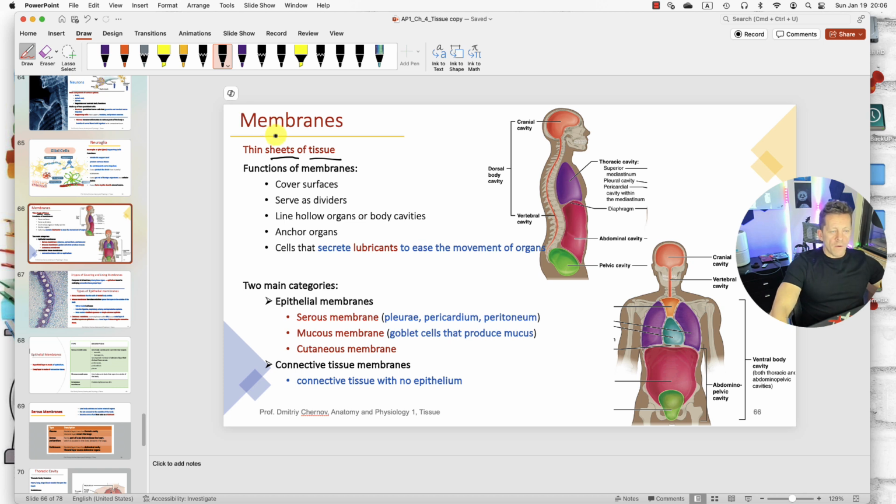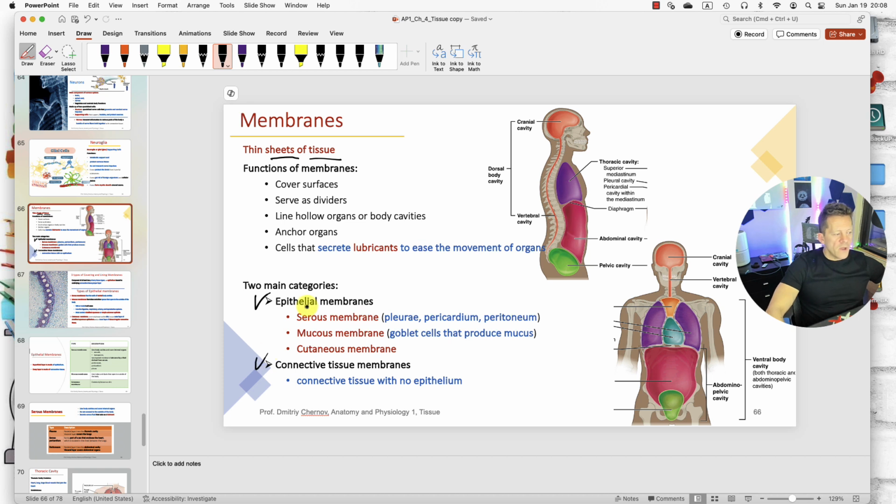The function of the membrane is to cover surfaces, divide compartments, or separate the external environment from the internal environment, line the hollow organs of the body cavities, and anchor organs. The membranes are also able to secrete a liquid or lubricant to ease the movement of the organs, so one organ can slide up against the other one.